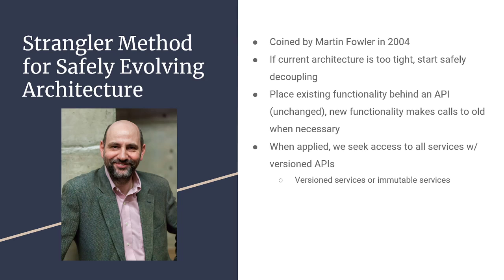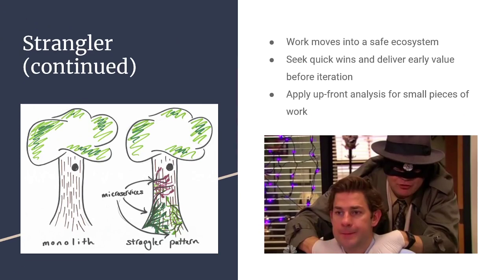The Strangler application involves placing existing functionality behind an API where it remains unchanged and implementing new functionality using our desired architecture, making calls to the old system when necessary. When we implement Strangler applications, we seek to access all services through versioned APIs, also called version services or immutable services. Versioned APIs enable us to modify the service without impacting the callers, which allows the system to be more loosely coupled.